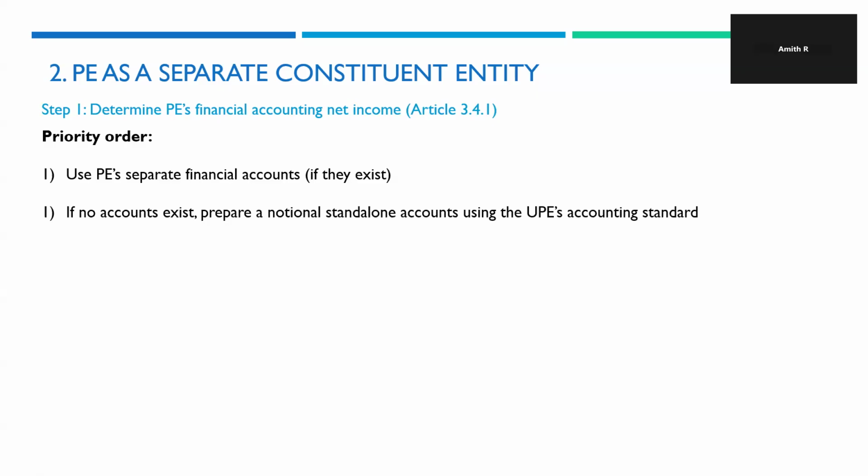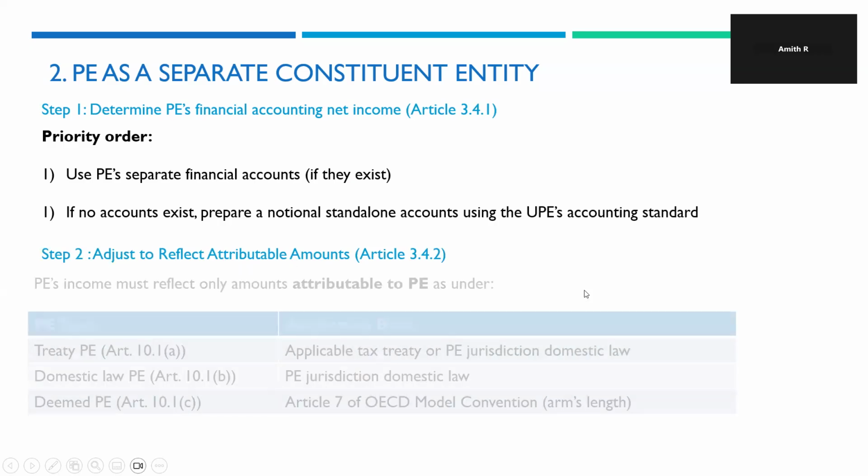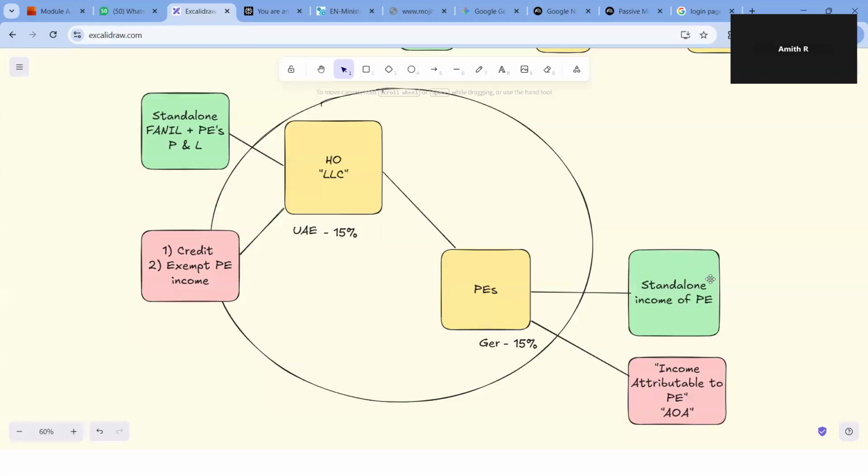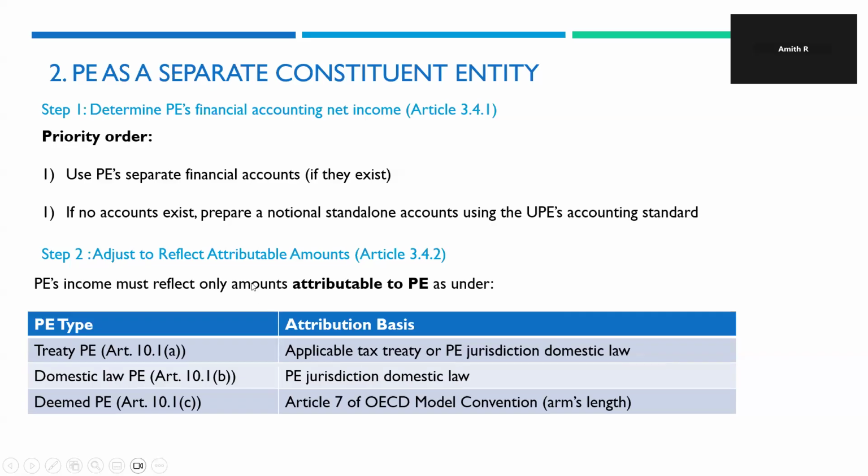First thing is you have to make a separate P&L and find out the financial accounting net income or loss. Now, once you find that, adjust to reflect attributable amounts. So PE's income must reflect only the amounts attributable to PE.